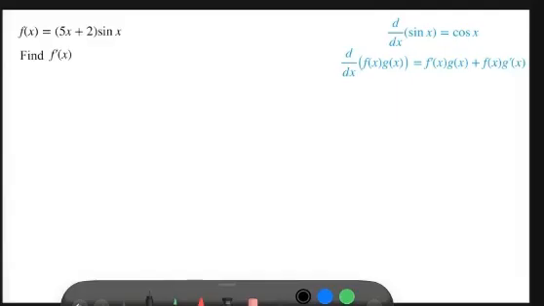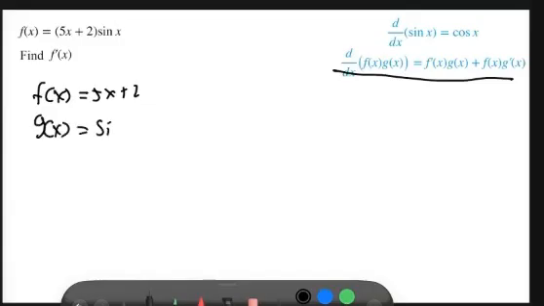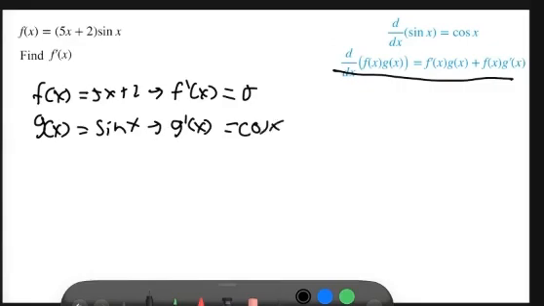Okay, so as I said before, the hint is that we use the product rule because we have one function multiplied by another. The product rule is shown on the right. We're going to let f of x equals 5x plus 2 and let g of x equals sine x. And then we find the derivative of each one. So derivative of 5x plus 2 is 5. And the derivative of g of x is sine x, or cosine x.